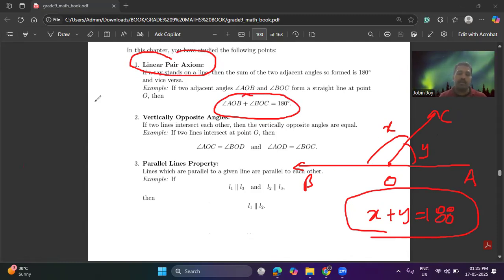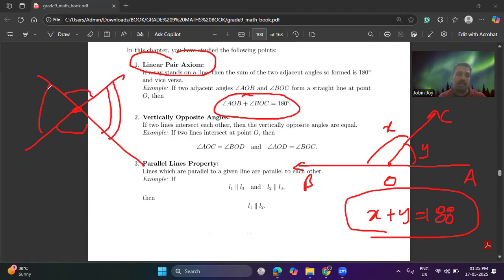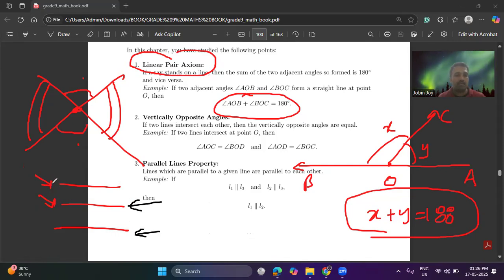Vertically opposite angles: when two lines intersect like this, this angle and this angle are vertically opposite. Similarly, this angle and this angle are vertically opposite. So these two angles are equal, and these two angles are equal. What is the parallel line property? We have 3 lines, and if this line is parallel to this line and this line is parallel to this line, then of course this line will be parallel to the third line. That is called the parallel line property.